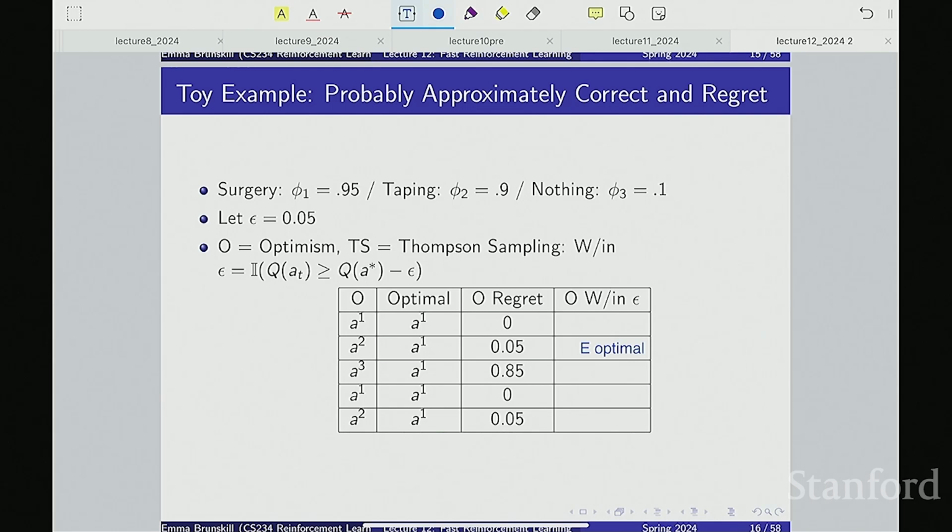I thought we were allowed to make mistakes for a polynomial number of steps. Yes, you are allowed, and it still will be PAC. That's exactly right. But I'm just pointing out here that the only actions you're taking that count towards that polynomial is A3 here. It's not A2. Whereas A3 and A2 count towards your regret.